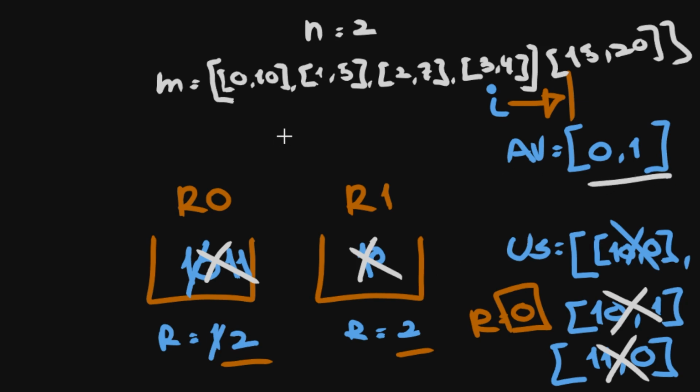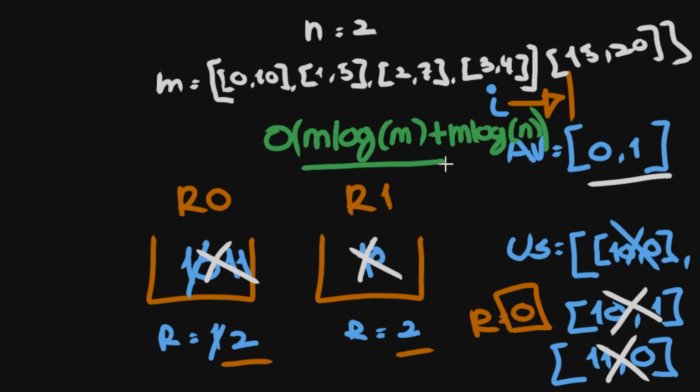Time complexity for this approach will be roughly big O of m log m plus m log n, where m is the number of meetings. Remember, we are sorting this initially. And then we are running operations in these meetings with priority queues for rooms. So n is for rooms. And space complexity will be roughly big O of n.